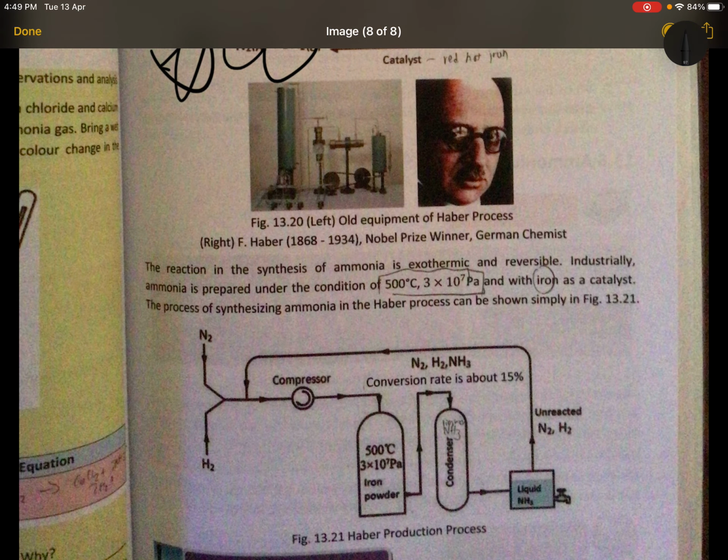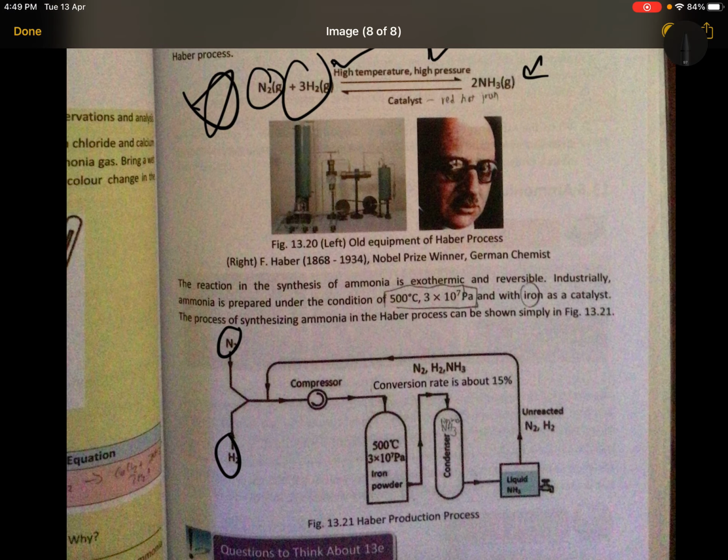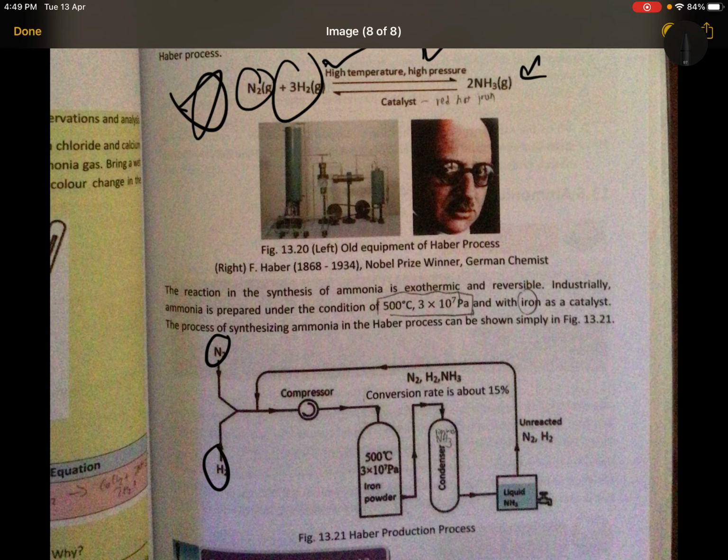So how the Haber production goes is N2 and H2 come in here, it will go into the compressor. I don't know if it turns it into a liquid exactly, but it does create a very high pressure. So the compressor creates high pressure. It will go into this iron powder. This is one of the catalysts, the red hot iron, and then after that it goes out.